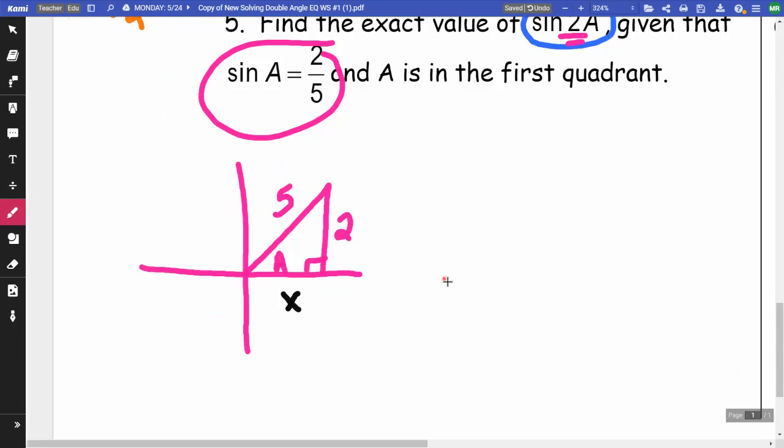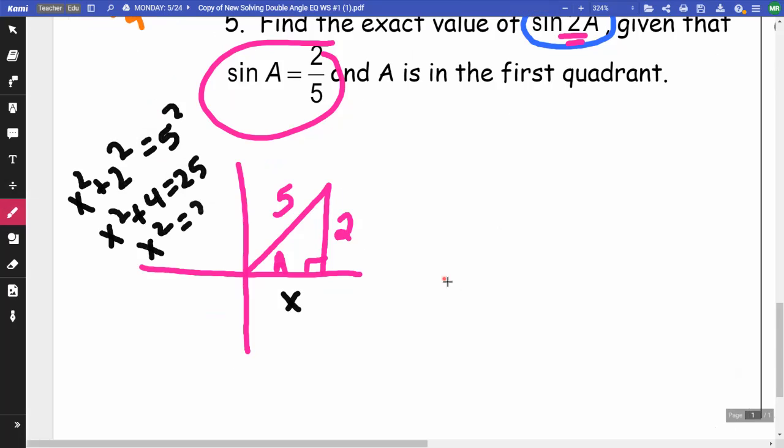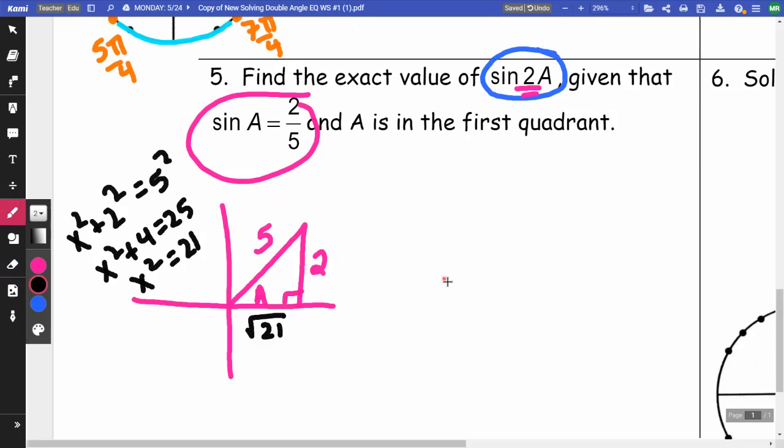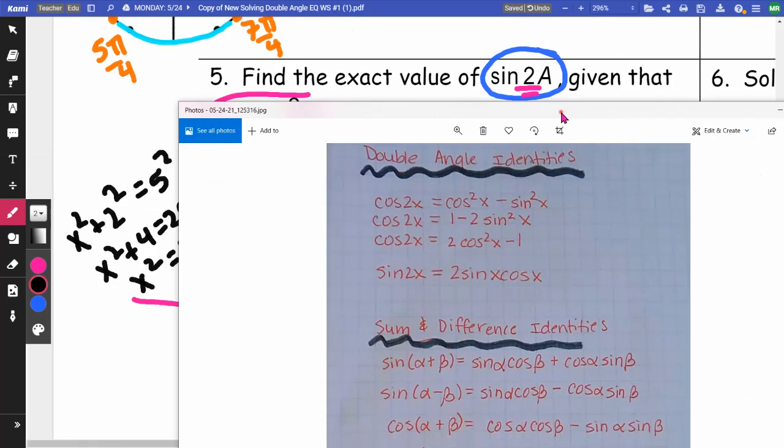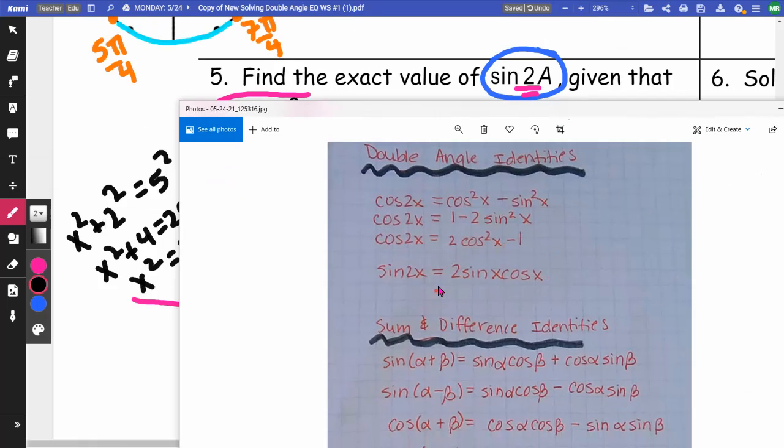So I am going to do x squared plus 2 squared equals 5 squared. So that's x squared plus 4 equals 25. So when I subtract, it's going to be 21. So that means my x is going to be the square root of 21. So in place of that x, I'm going to put the square root of 21. So now I'm going to look back at those formulas because again, I need a double angle. And so for the double angle, I'm going to use this formula. Sine of twice that angle is equal to 2 sine of the angle, cosine of the angle. Okay, so that's the formula I'm going to use.